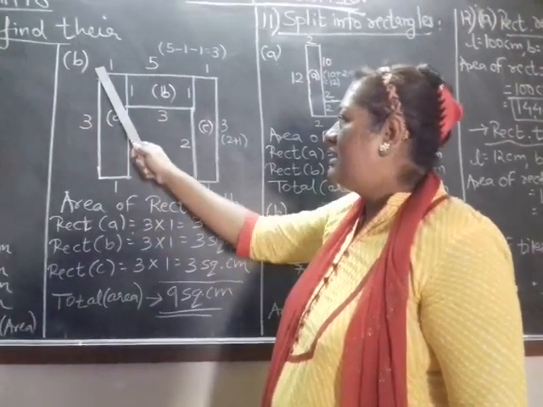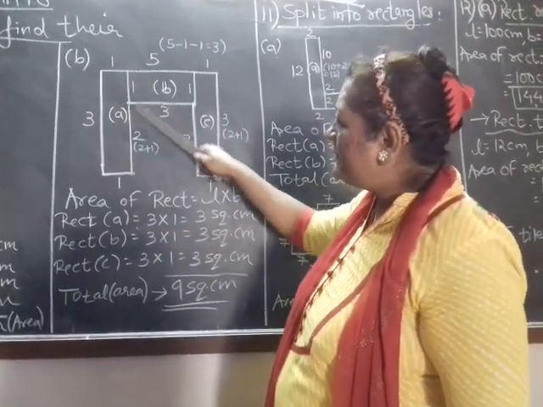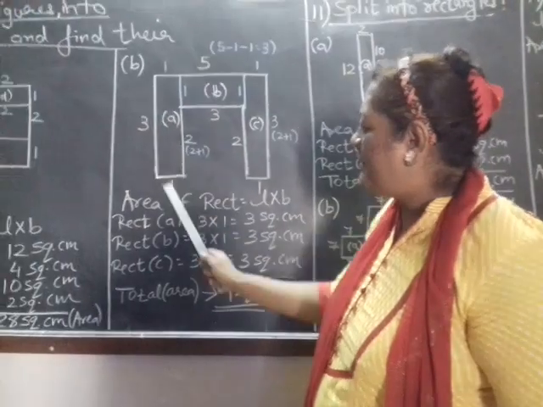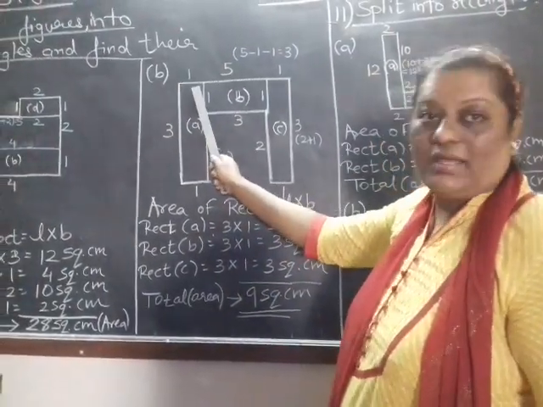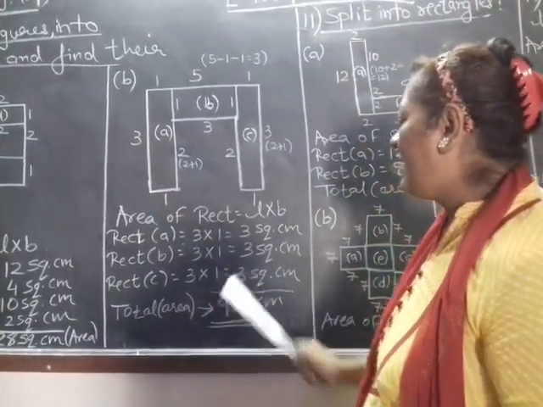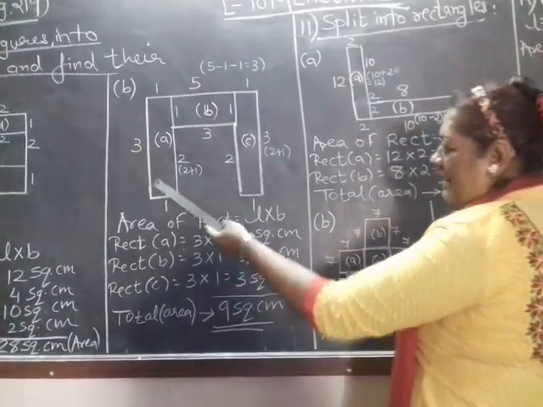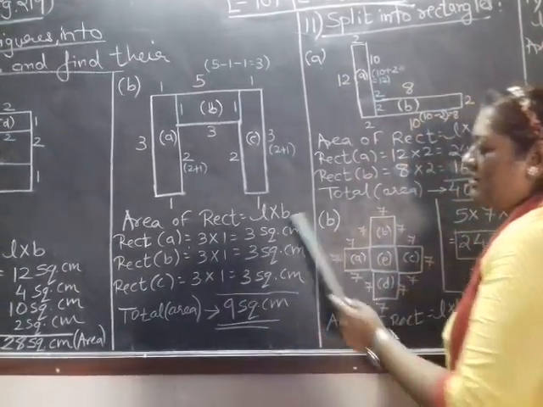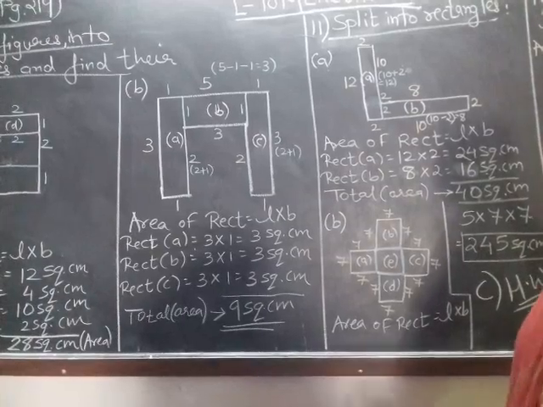So now this is 3, right? Now if this is 3, what about this breadth? If here is 1, this should also be 1. So now the area of rectangle A is 3 into 1, 3 square centimeter.